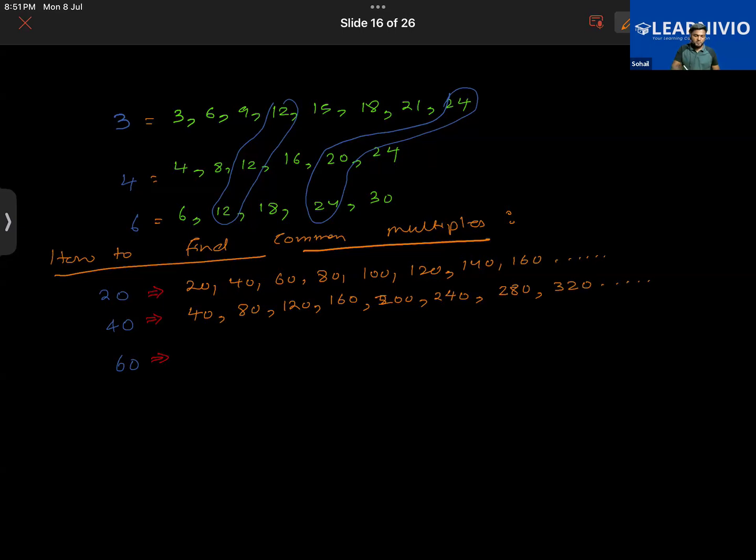Okay, Sumaya, tell the multiples of 60. The table of 60. 60 ones are 60, 60 twos are 120, 60 threes are 180, 60 fours are 240, 60 fives are 300, 60 sixes are 360. Like this, we can continue, right?